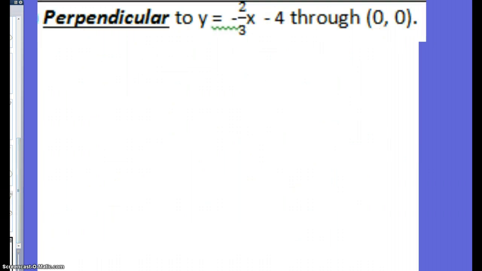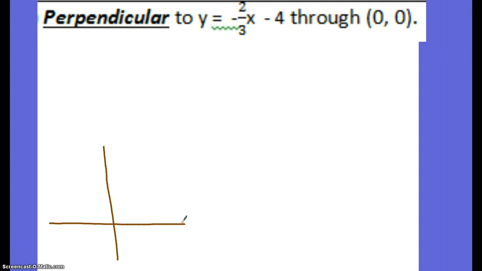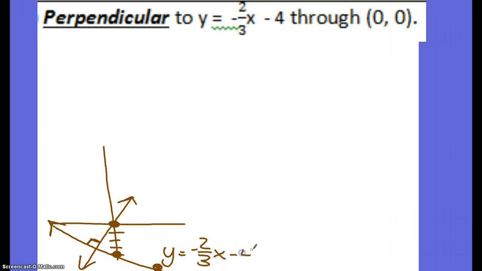The last example I'm going to do of this, so we want to go through the point 0, 0 to the line negative 4. 1, 2, 3, 4. And negative 2/3, so down 2/3 might look maybe similar to this line. And if we want to go through the point 0, 0, we're going to have some kind of line looking like that. So we have y equals negative 2/3 x minus 4.